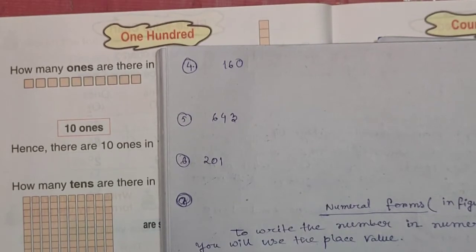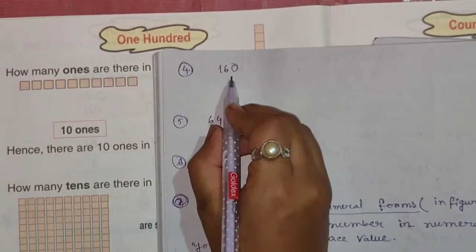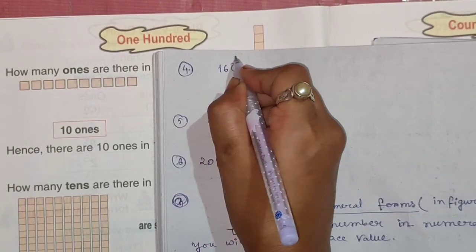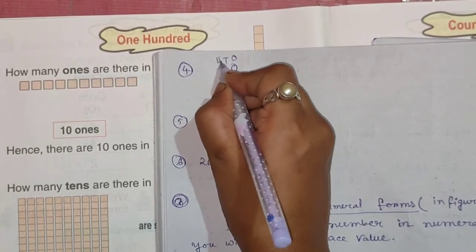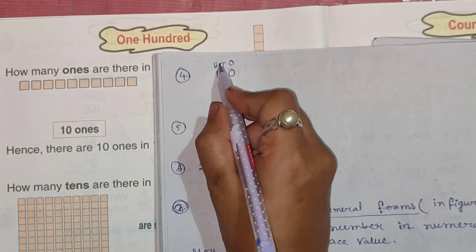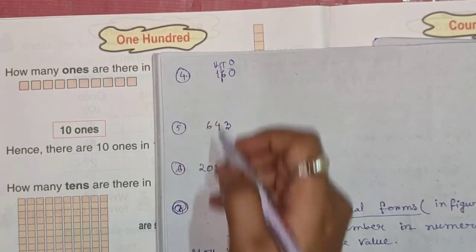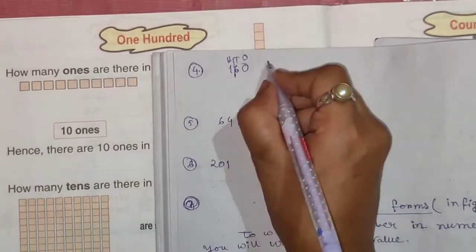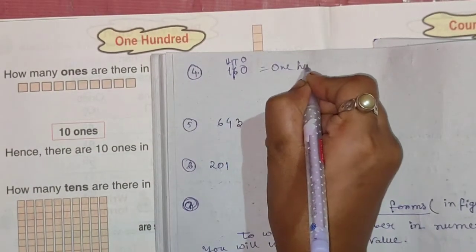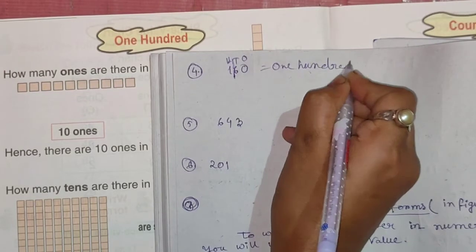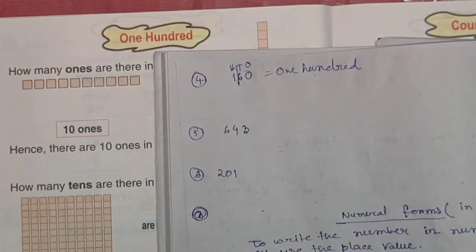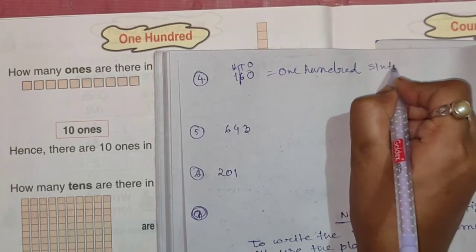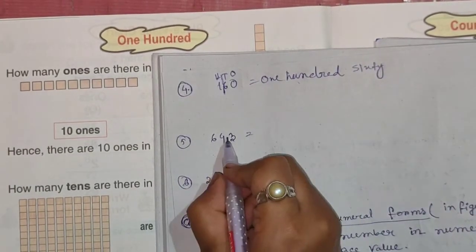Now let's see another number, 160. First we will put this number into the place value chart: ones, tens, hundreds. Now we need to break this number into two parts. In the first part there are hundreds. So how many hundreds? 100. And 6 tens and 0 ones make which number? 60. 160.